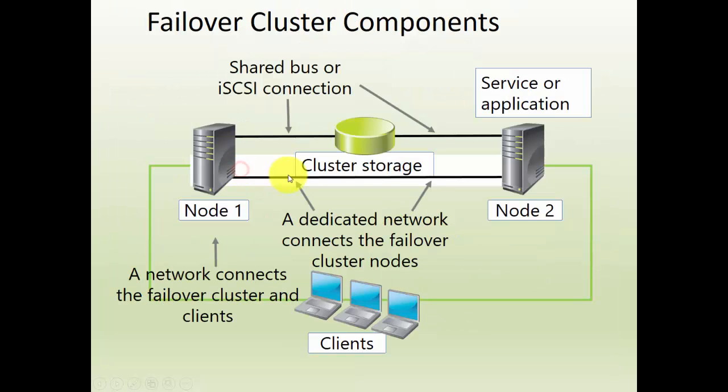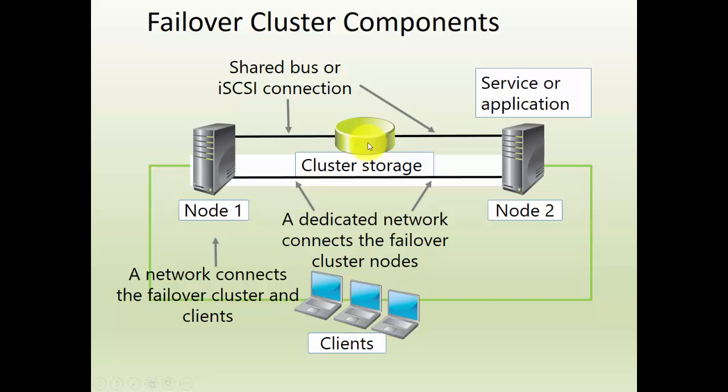Okay, so node 1, failover cluster components. How many components are there? There has to be cluster storage, a SAN storage, a third area that you're configuring. Node 1 takes part in the clustering, node 2 takes part in the clustering. In the middle you can see the database, or the sandbox. A dedicated network connects the failover cluster nodes. That's where we're going to connect the fourth machine, which is the sandbox itself.